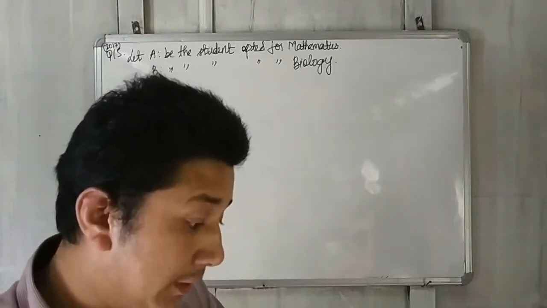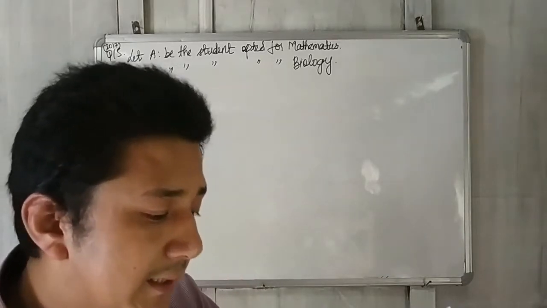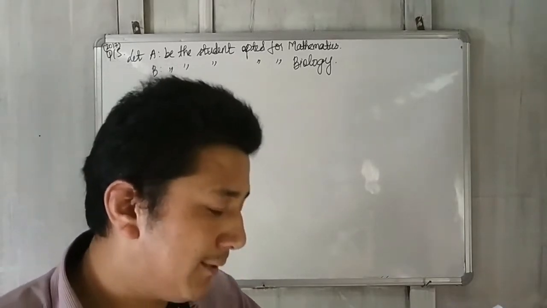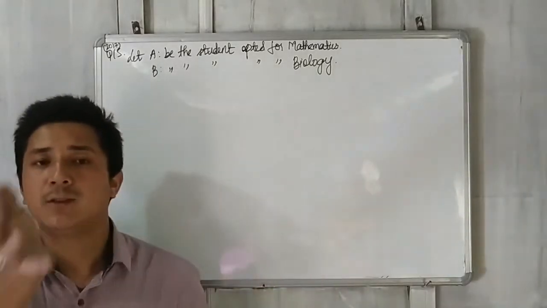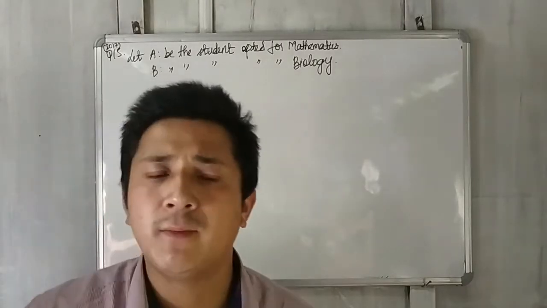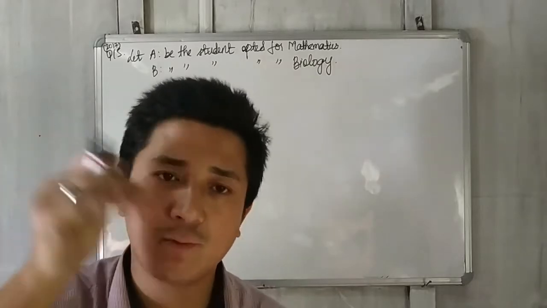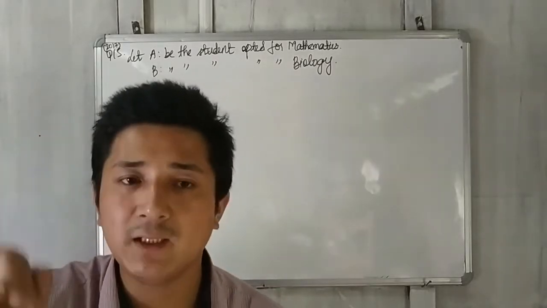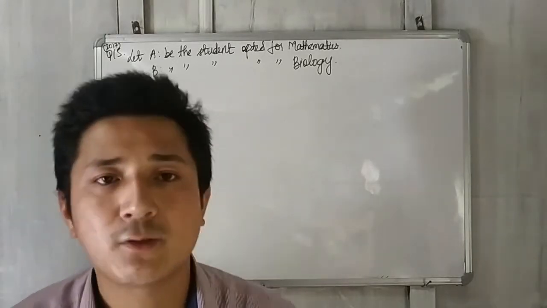Now the situation is, if one of the students is selected at random, find the probability that the student has opted for maths or biology. So out of 60 students, some of them have opted for maths, some for bio, some for both. If I choose one student at random, what is the probability that the chosen student has opted for maths or bio?